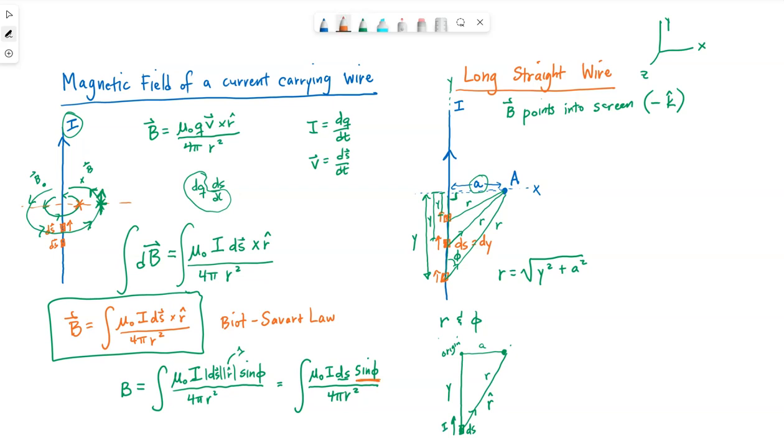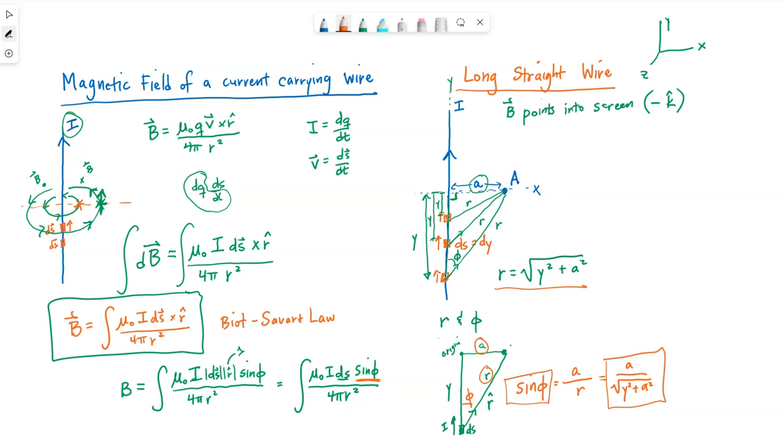So when we have sine of phi in our equation, that comes from the cross product, that phi must be the angle between the ds vector and the r hat vector. And so it's between our y-axis and r in this case. If we think about sine of phi, sine is the opposite side, which is a in this triangle, divided by the hypotenuse. The hypotenuse has a length of r in this case. But r, as we've already looked at, is the square root of y squared plus a squared. So sine of phi is equal to a divided by the square root of y squared plus a squared.